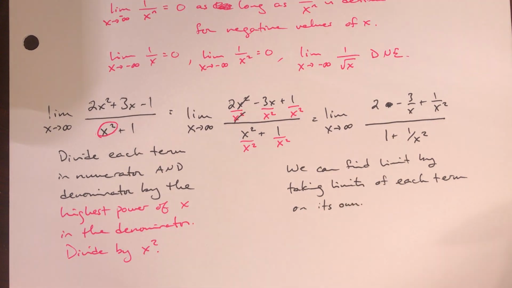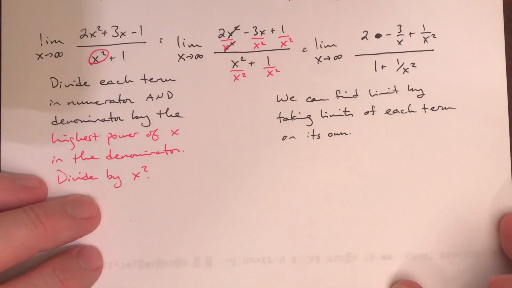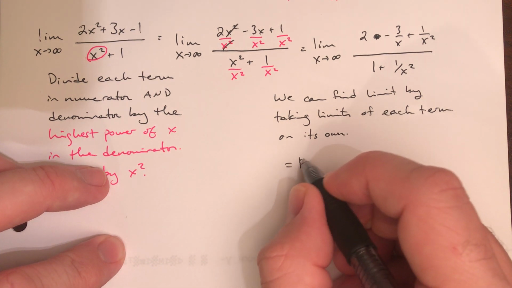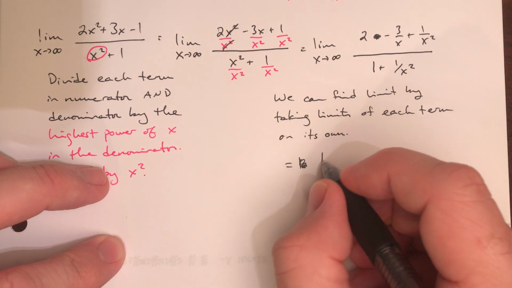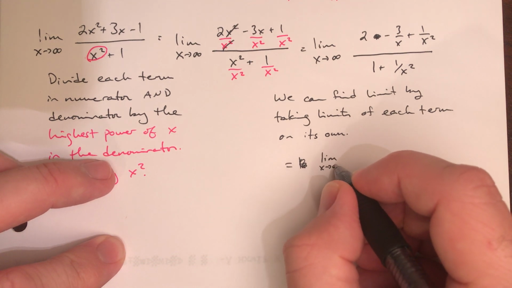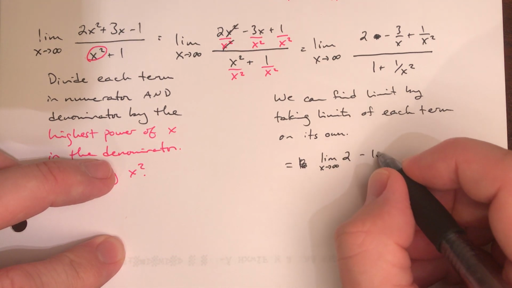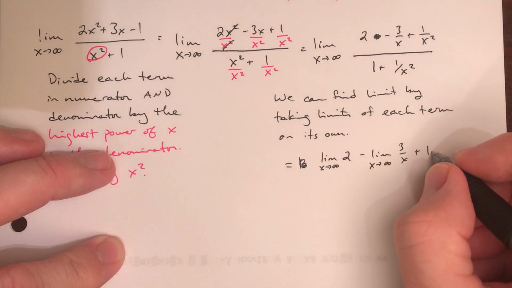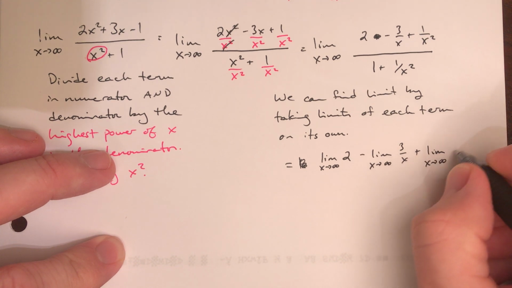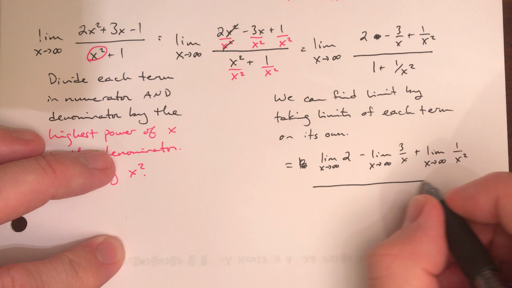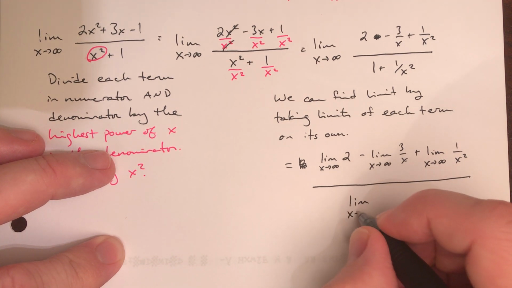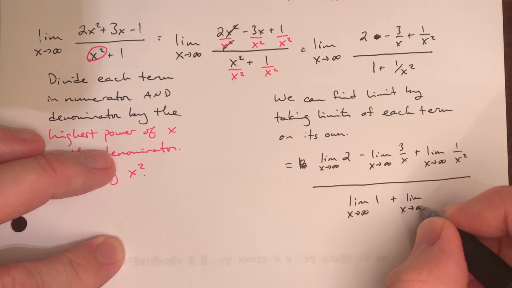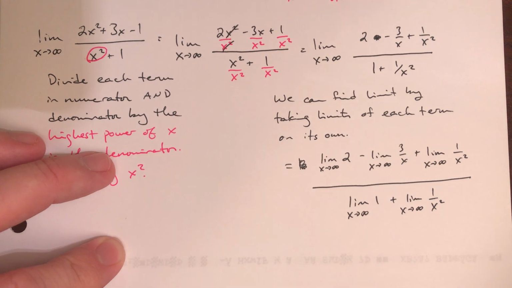And I'm going to write this out in all this sort of gory detail this time, but most of the time I won't write it out quite so verbosely. This is going to be the limit as x goes to infinity of 2 minus the limit as x goes to infinity of 3 over x plus the limit as x goes to infinity of 1 over x squared, over the limit as x goes to infinity of 1 plus the limit as x goes to infinity of 1 over x squared again.